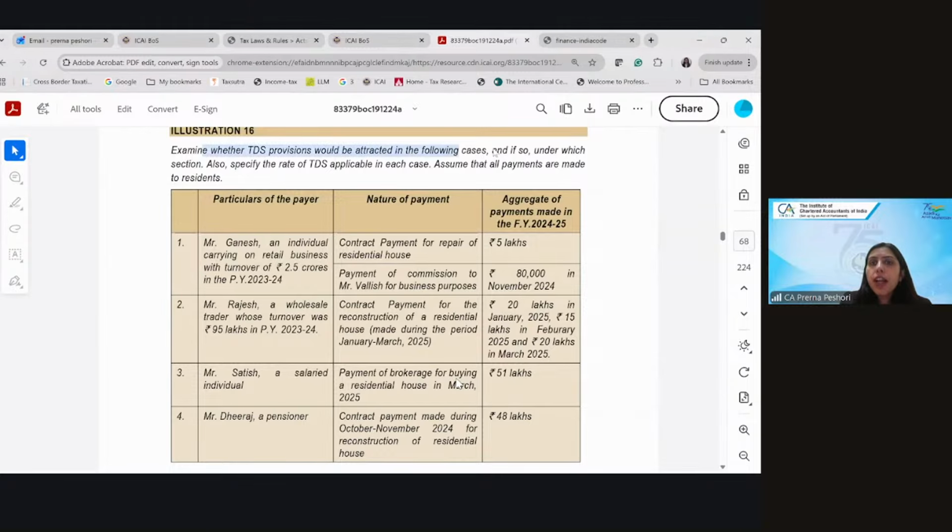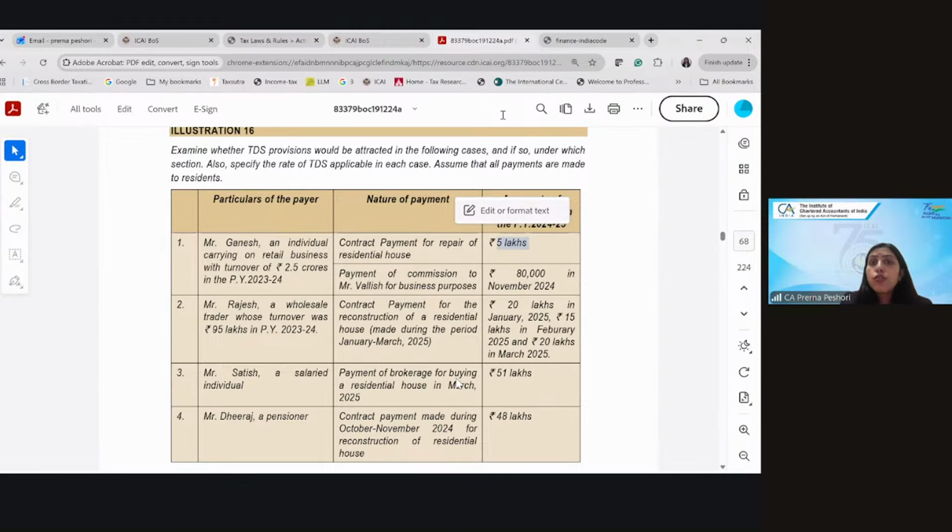Examine whether TDS would be attracted in the following cases and under which section, and specify the rate of TDS. Assume all payments are made to a resident. Mr. Ganesh, an individual carrying on retail business with a turnover of 2.5 crore in the previous year 23-24, in the financial year 24-25 has made a contract payment for repair of a residential house, rupees 5 lakh. Which section? It is a residential house, personal purpose. So 194C will not attract, and even for 194M to attract, it should be more than 50 lakhs. It is only 5 lakhs, so no TDS.